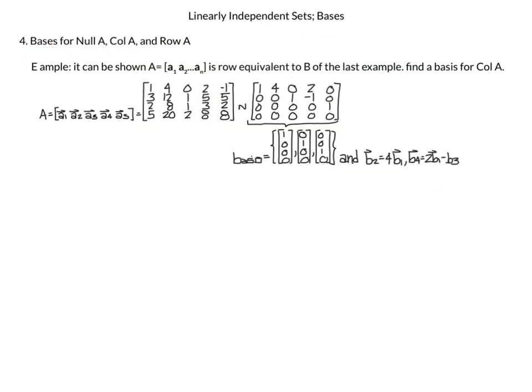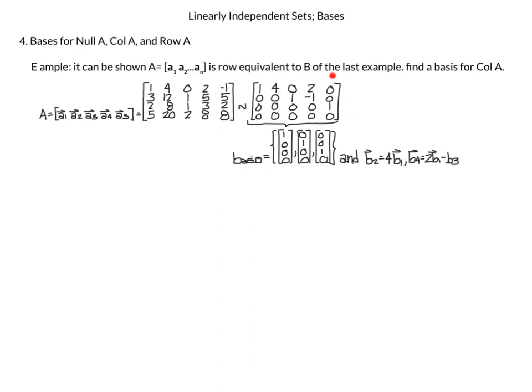We have another example. It can be shown that A equals A1, A2 up to AN columns is row equivalent to B of the last example, and we want to find a basis for the column space of A. Here I am given this matrix A, which is going to have 5 vectors. My first column vector is 1, 3, 2, 5. My second column vector is 4, 12, 8, 20. My third column vector is 0, 1, 1, 2. My fourth column vector is 2, 5, 3, 8. And my fifth column vector is negative 1, 5, 2, 8.